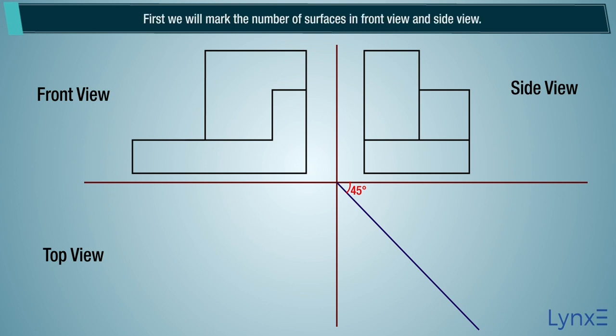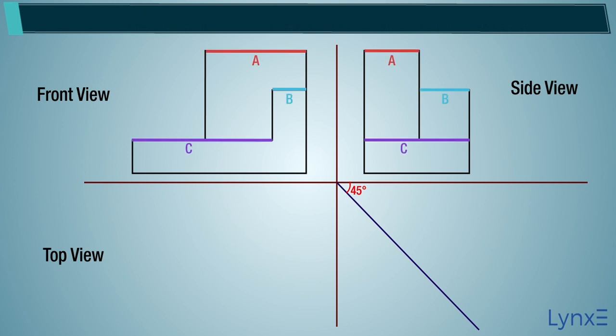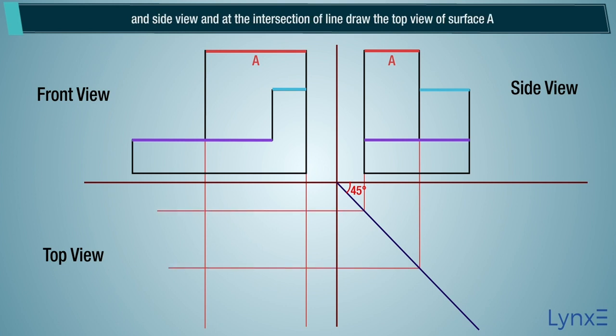First we will mark the number of surfaces in front view and side view. When we see from the top, we get 3 surfaces A, B and C on both the front view and side view. To project the surface A, extend the projection line from both the front view and side view, and at the intersection of line, draw the top view of surface A.